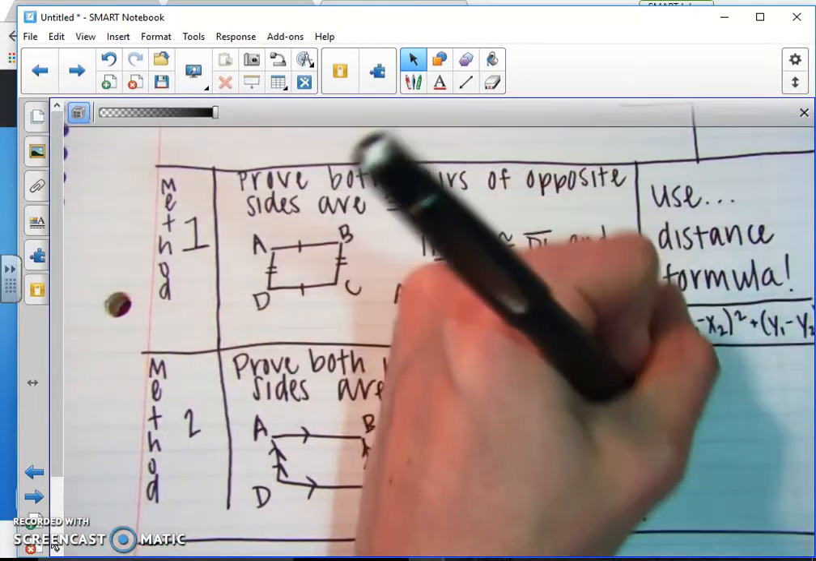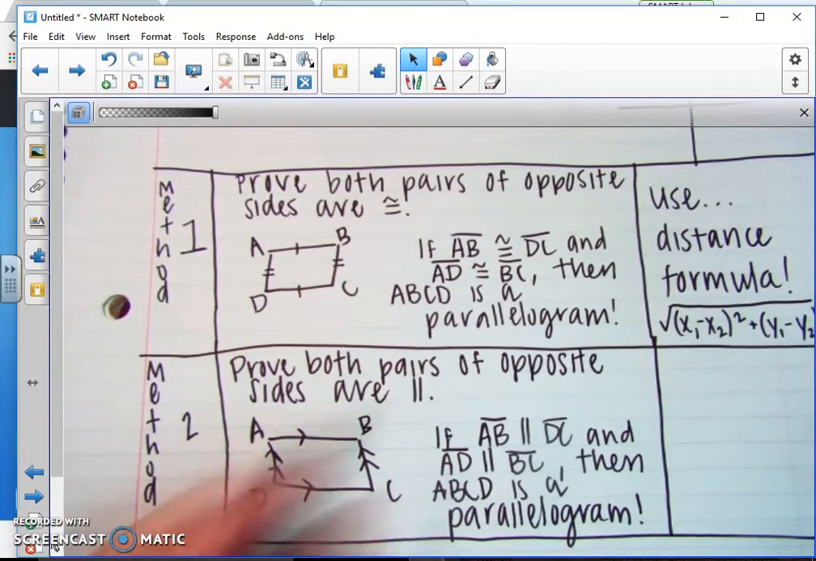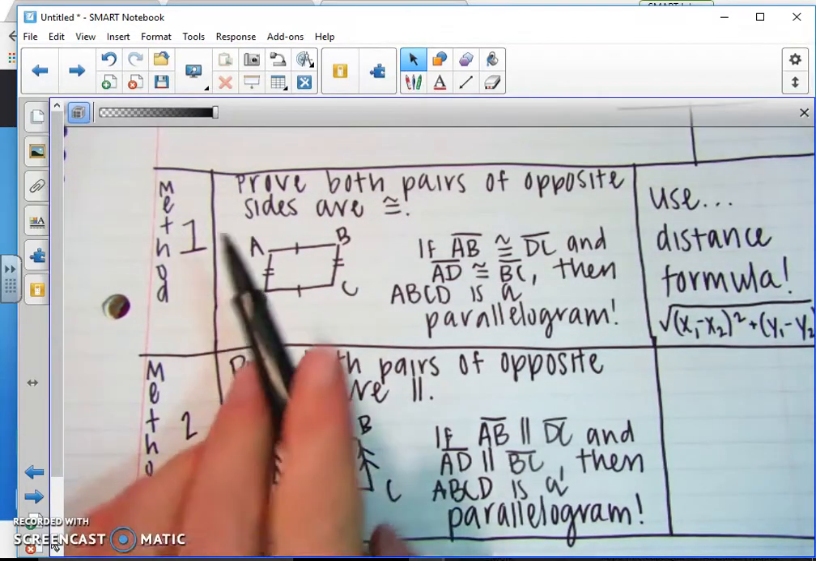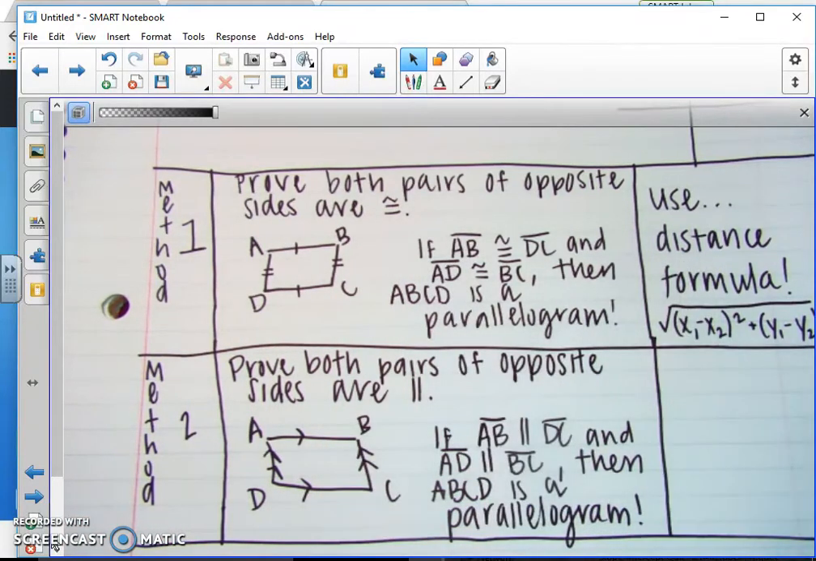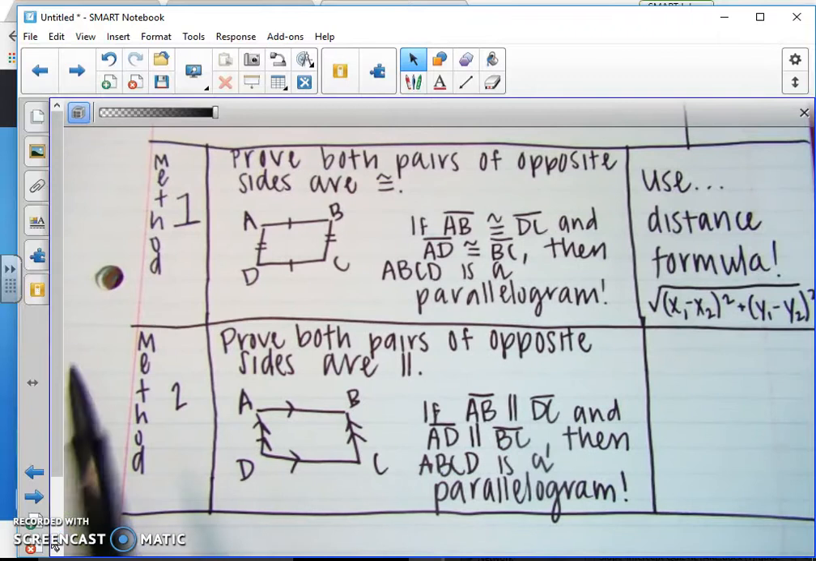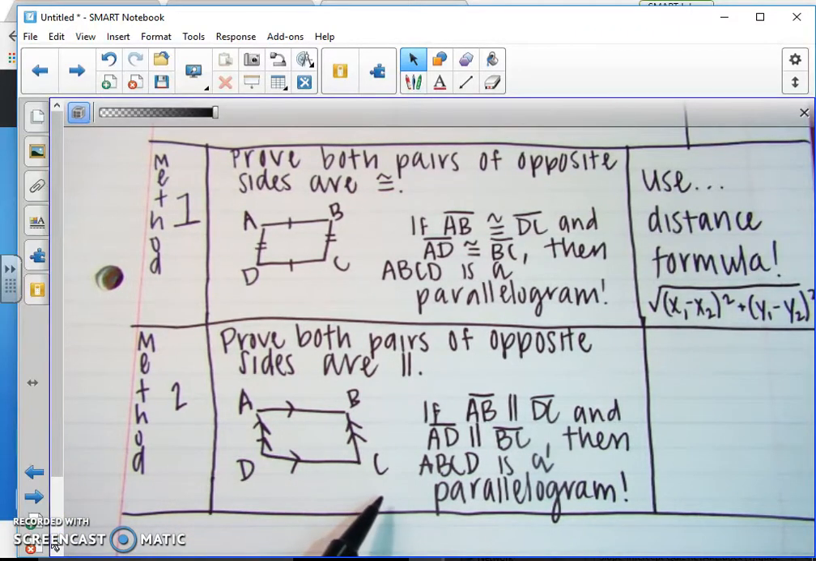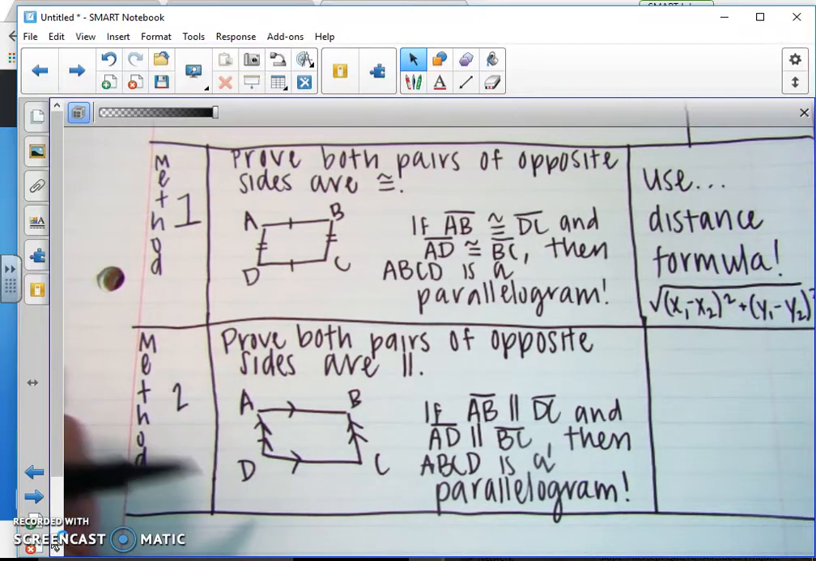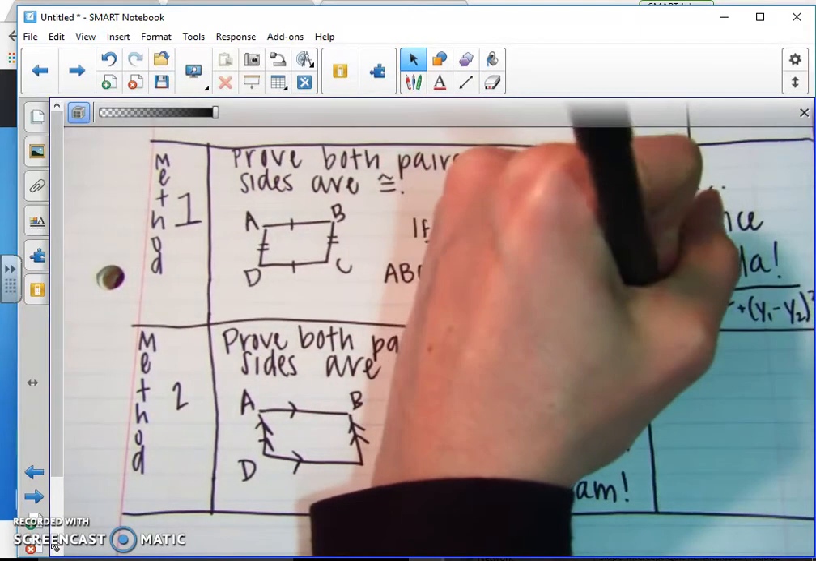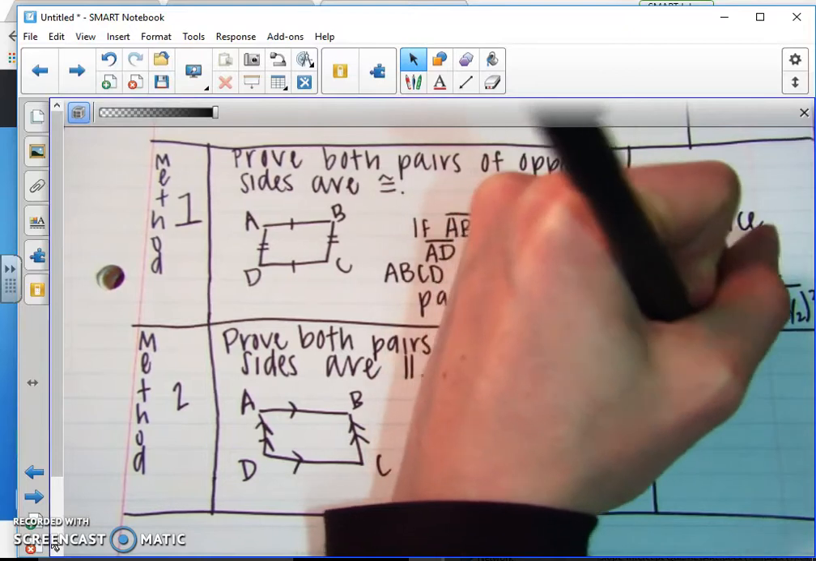So we want to prove that both pairs of opposite sides are parallel. Well, in the previous method, we wanted to prove that both sides are congruent, so we used the distance formula. What would we use to prove that lines are parallel? Well, when we look at lines that are parallel or perpendicular or anything about that, we're looking at their slope. So in this case, we're going to use the slope formula.